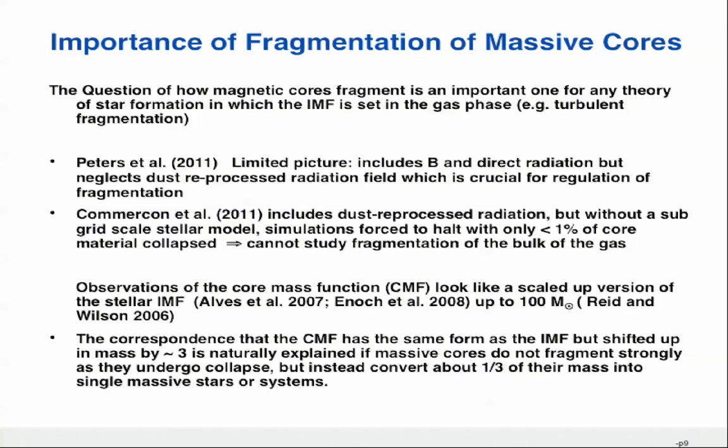The correspondence of the core mass function being essentially the same as the IMF, but shifted up in mass by a few, can be naturally explained if the massive cores themselves don't fragment strongly, and they end up, in fact, with most, about a third of their mass going into a single massive star or a very low number of accompanying stars, and I'll show exactly how that works.